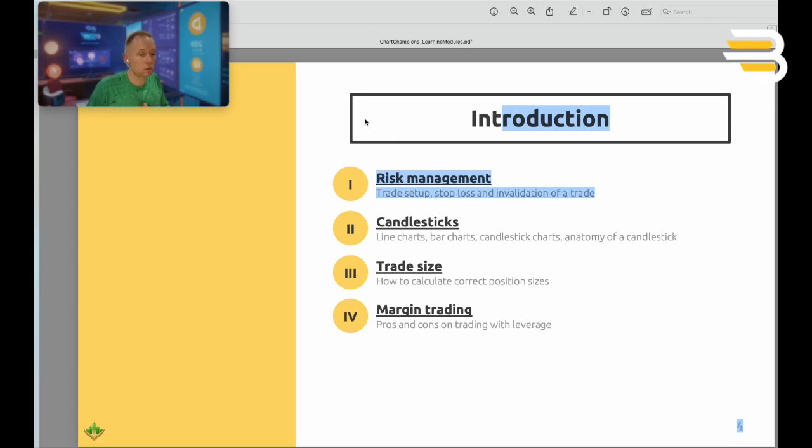Two weeks ago, we talked briefly about risk management in these introductions. So, we're just talking about what these concepts are. With risk management, we're talking about trade setups, stop losses, and invalidations of a trade. All this has to do with entering a trade with a plan, right? And hopefully, as you progress, you can start building that plan into an actual strategy that you can use as a setup across various stocks or crypto.